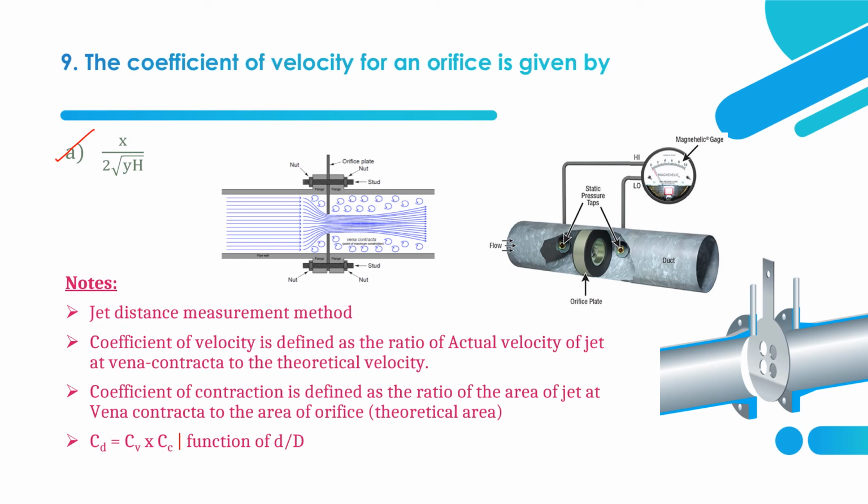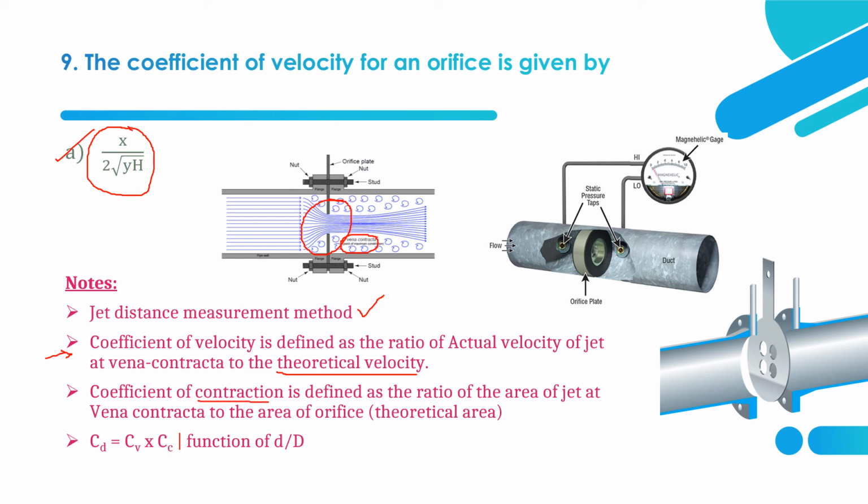Using the jet distance measurement method, the coefficient of velocity is calculated as x by 2 root y h. And this Cv value is defined as the ratio of actual velocity of jet at vena contracta. You can see here, this is the vena contracta region. So in that region, what is the velocity? The ratio of actual velocity of jet at vena contracta to the theoretical velocity gives the value of coefficient of velocity. And there is another term called coefficient of contraction.